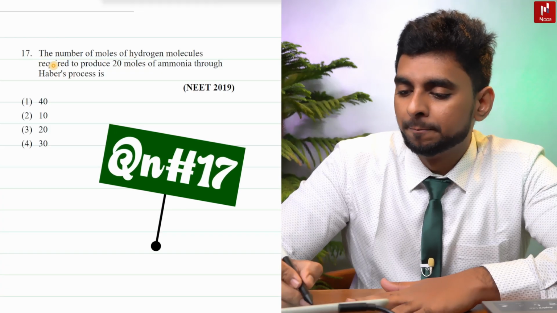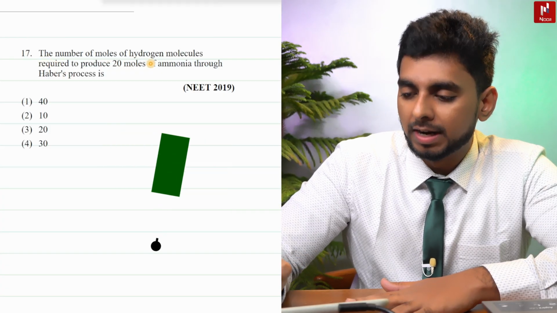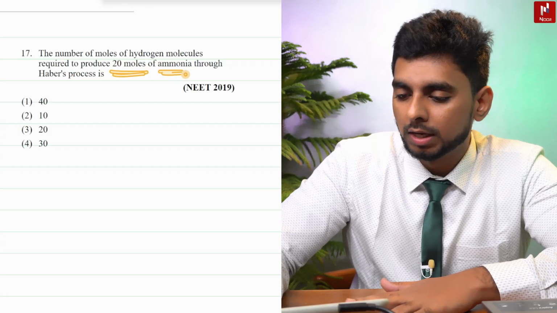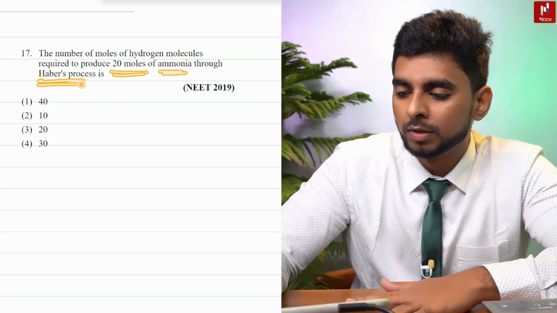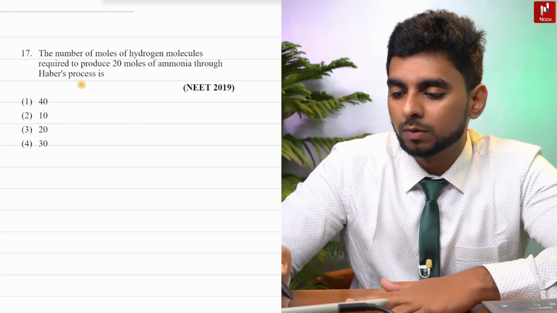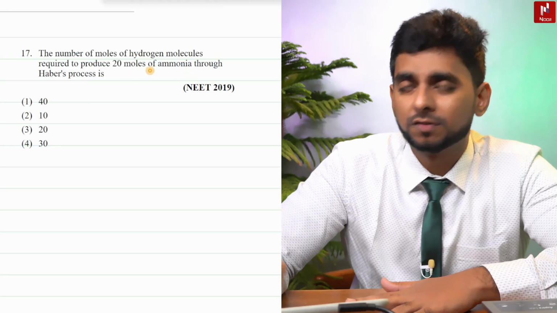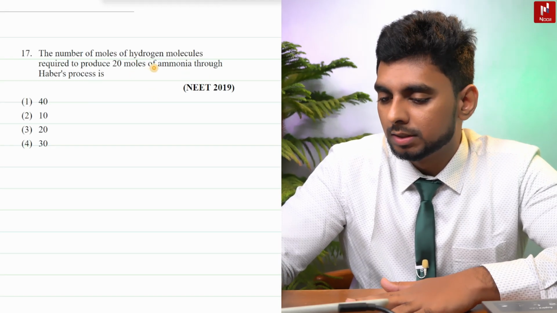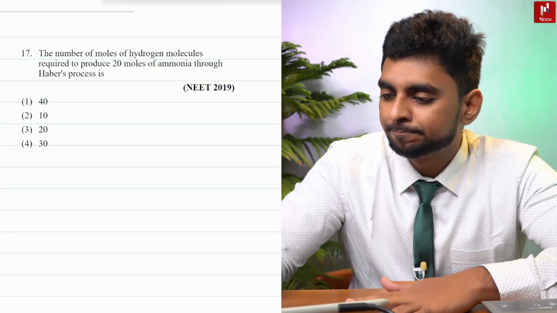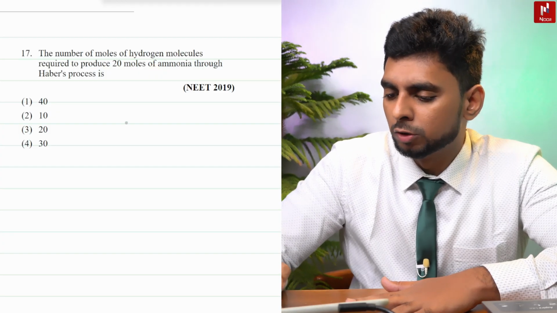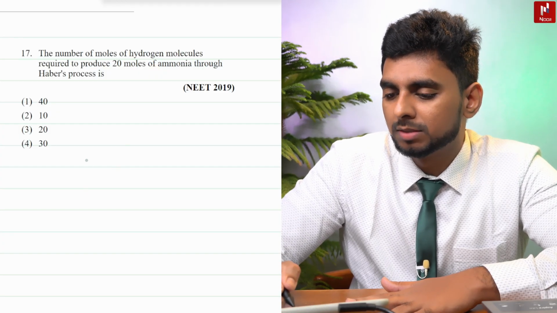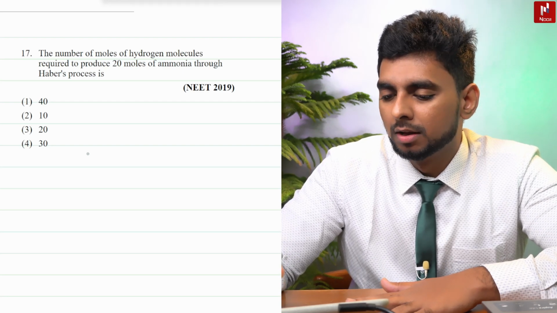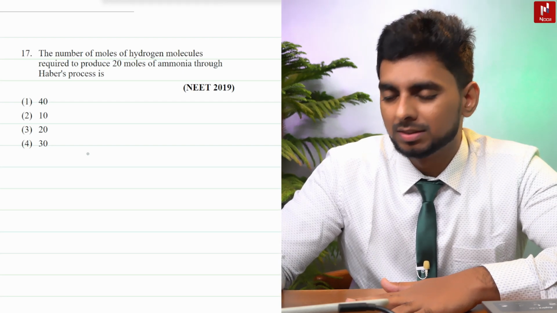Let me solve it. The number of moles of hydrogen molecules required to produce 20 moles of ammonia through Haber's process. Fine. So what I'm supposed to find is actually the moles of hydrogen, given the moles of ammonia. If you get the equation, I'll be able to solve this simple sum. Haber's process is something we will learn in the upcoming chapter anyway.